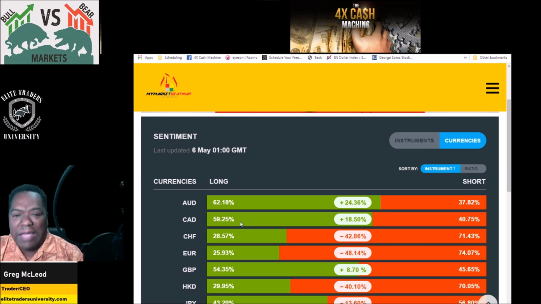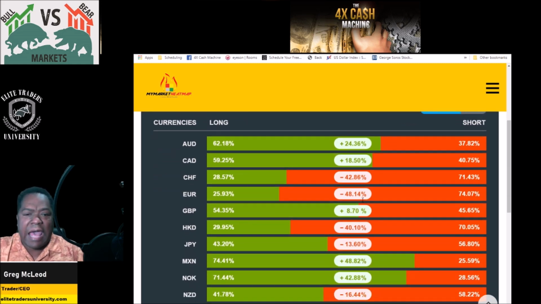Everybody was long CAD, oil's coming back, blah, blah, blah. 59.25%, or the majority of people, were long Canadian dollar. In the Forex market, in any market, the losers pay the winners. So there are more people who were long CAD, and guess what? Those people are going to pay the people who were short CAD. And that's how the market works.